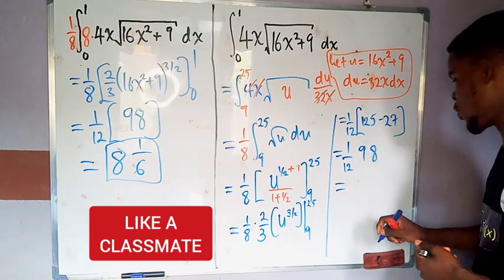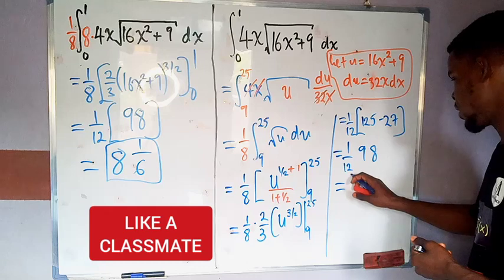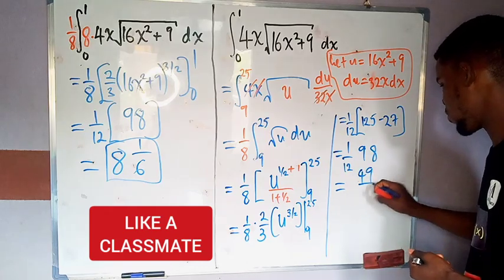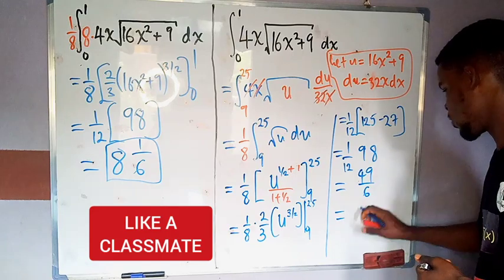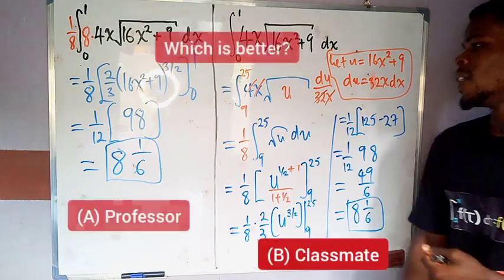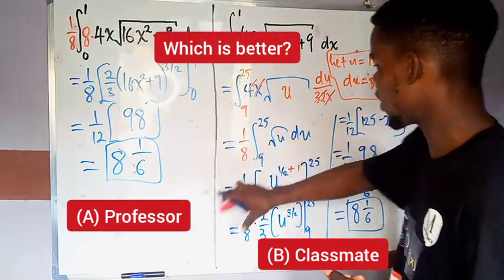So dividing these two, we're going to have 98 over 12. Let me simplify it a little bit. 49 divided by 6. 6 goes into this 8 times remainder 1, and that is it right here.